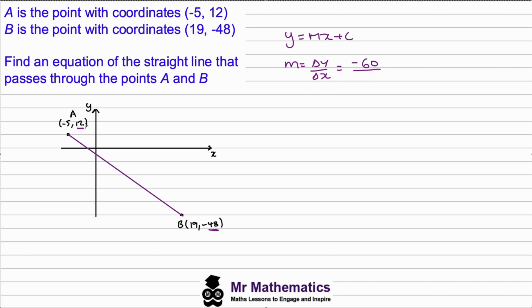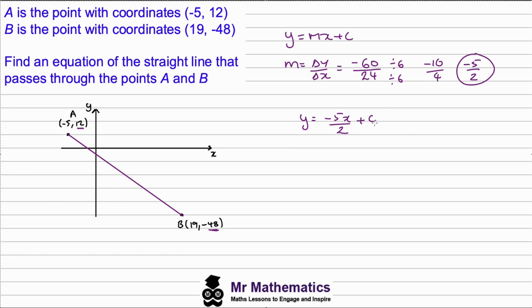Divided by the change in x from negative 5 to 19. So this will be 24. And we can simplify this fraction. We'll divide both by 6. And we get negative 10 over 4. We can simplify this again, divide both by 2. And we get negative 5 over 2. So this will be the gradient. So y will equal negative 5x over 2 plus an intercept.